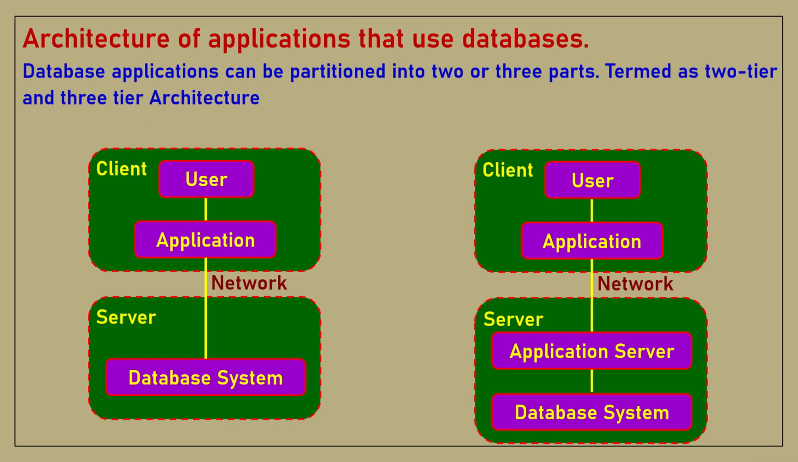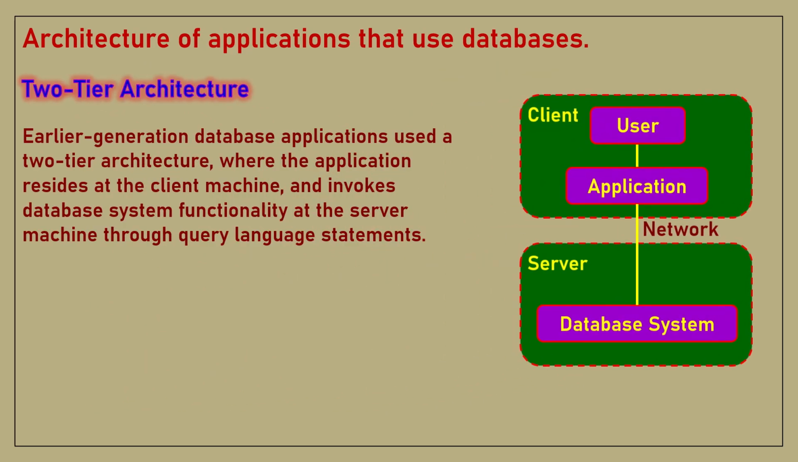Architecture of applications that use databases at the backend. Database applications can be partitioned into 2 or 3 parts, termed 2-tier and 3-tier architecture. Earlier generation database applications used a 2-tier architecture, where the application resides at the client machine and invokes database system functionality at the server machine through query language statements.